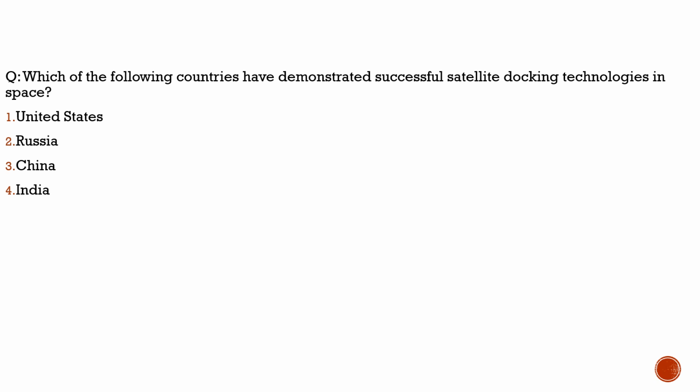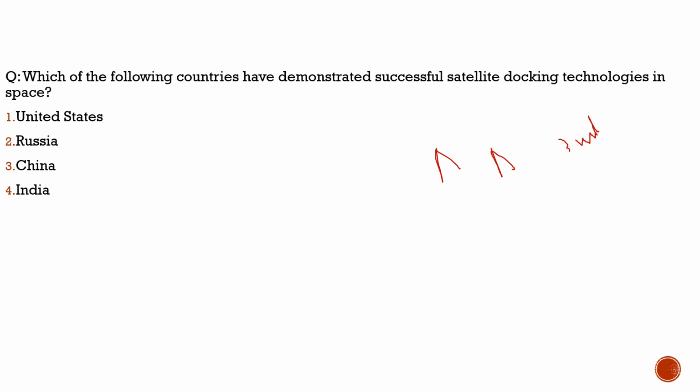Right now there are only 3 countries who have this space docking technology. What happens in this? There are two satellites in low earth orbit, and both the satellites will have different speeds, and they will maneuver the speeds and try to bring them closer and closer, and finally they will be as close as 3 meters. Once they are as close as 3 meters, after that, docking will happen.